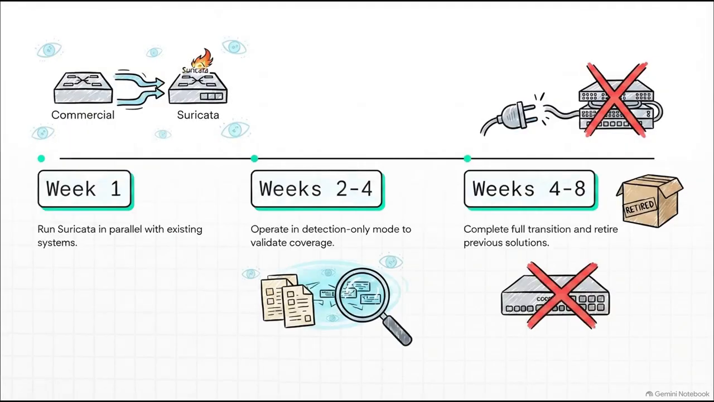Now, if you're migrating away from an expensive commercial appliance, you need a slow, methodical timeline to ensure no security gaps pop up. Week 1 is all about running Suricata in parallel with your existing systems. Weeks 2 through 4 are purely observation, operating in detection-only mode to validate your coverage. It usually takes a full 4 to 8 weeks to complete a safe, full transition before you actually pull the plug and retire your previous commercial solution.